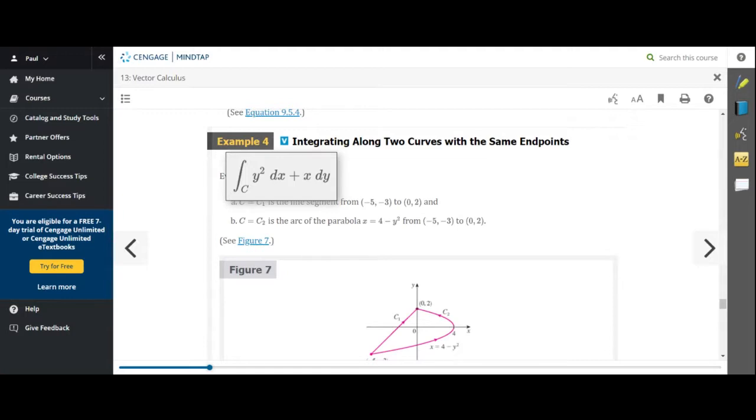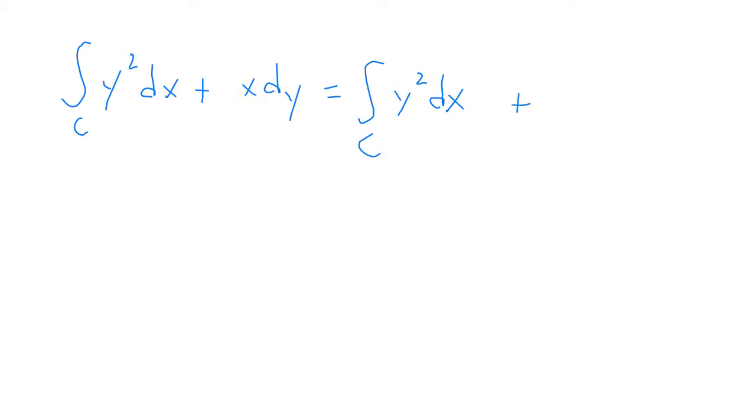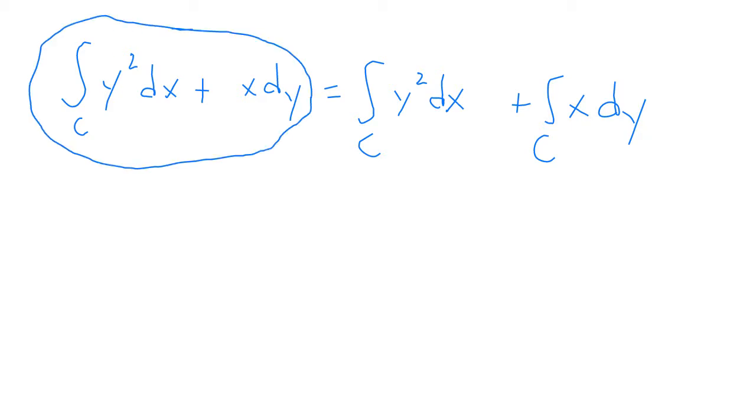Let me just go back to the board here for a minute. So what that means here, in example 4, if you have this, it's the sum of two line integrals. The sum of these two line integrals. So this is just notation for what you see on the right-hand side.